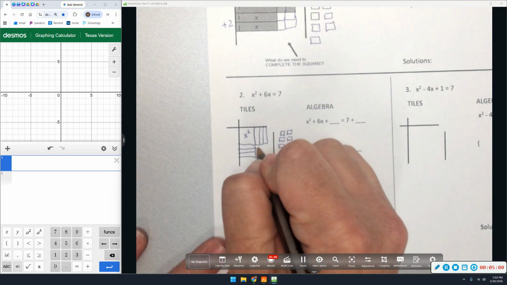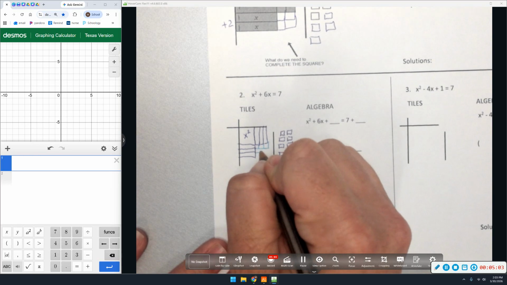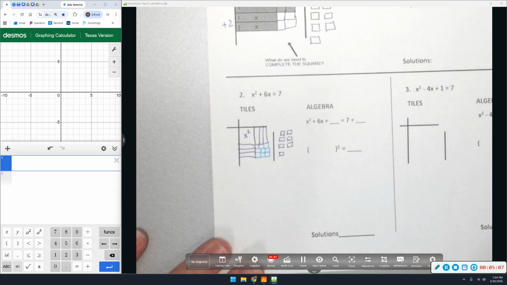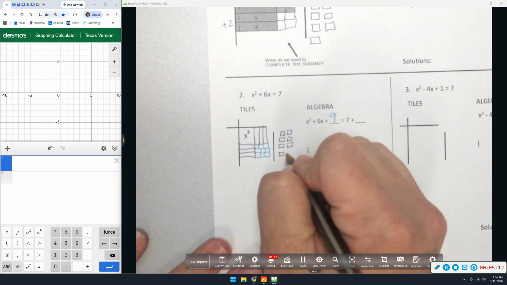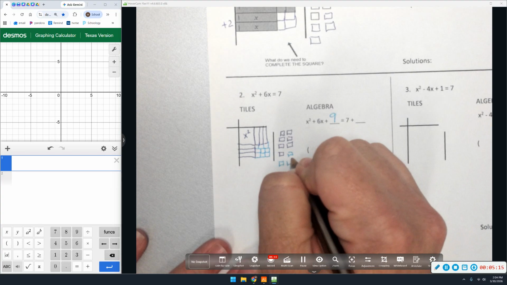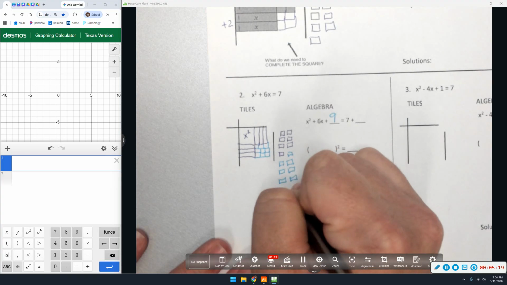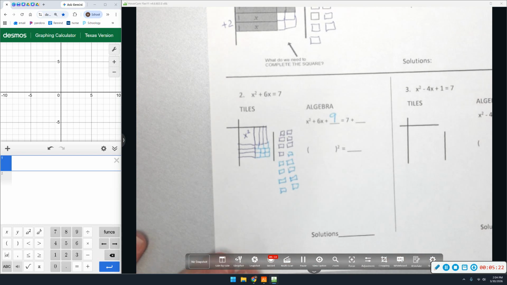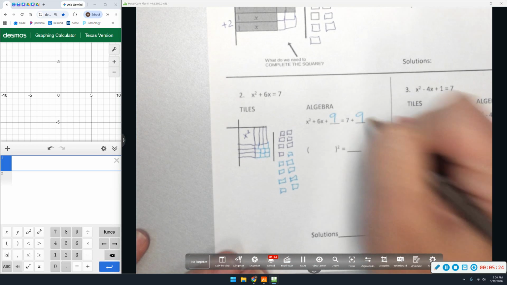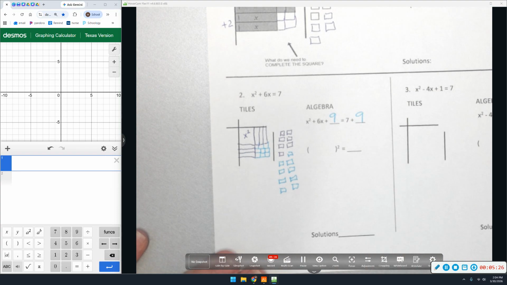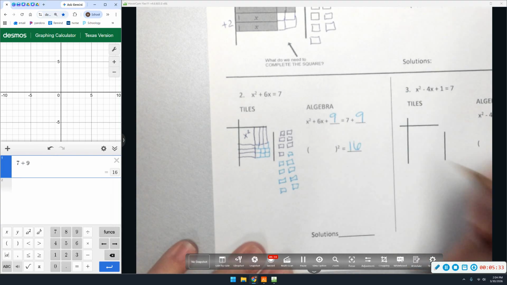Well, 1, 2, 3, 4, 5, 6, 7, 8, 9. So if I add 9 to this side, what do I have to do to the other side? Add 9. Well, what's 7 plus 9? 16. So this side is 16.